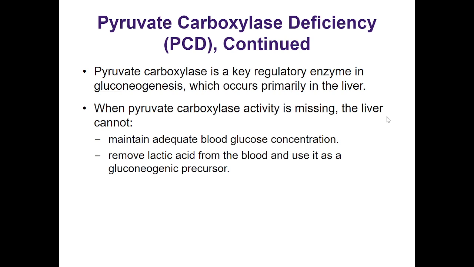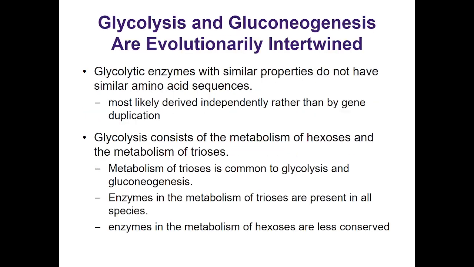Pyruvate carboxylase is again that key regulatory enzyme in gluconeogenesis. It occurs primarily in your liver. When the pyruvate carboxylase activity is missing, the liver cannot maintain adequate blood glucose concentrations. It cannot remove lactic acid from your blood, which would normally be used as a gluconeogenic precursor and plugged into that Cori cycle through that pathway. Okay? So you could exchange and recycle that to form new glucose.